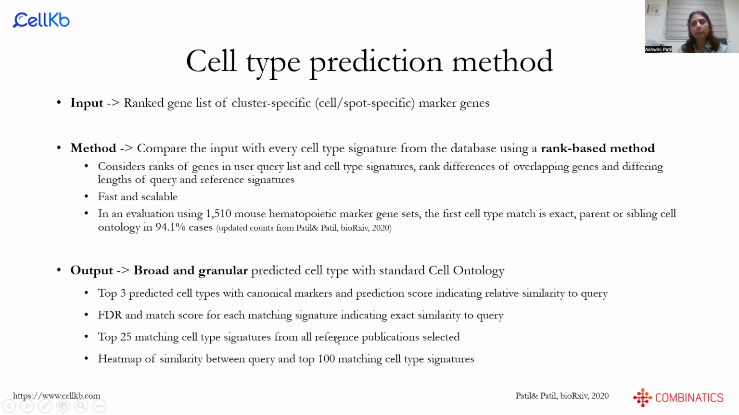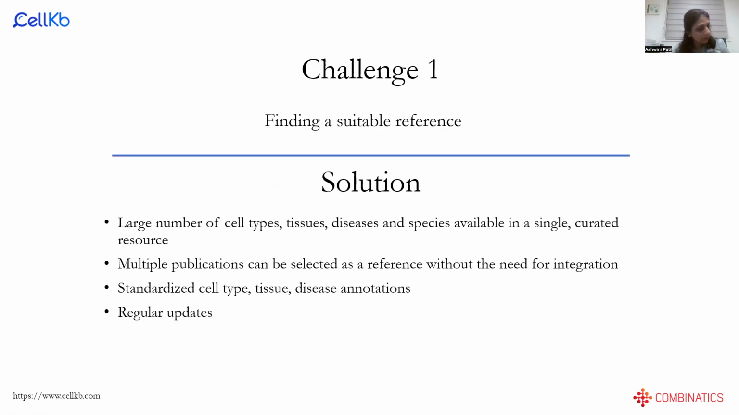So we give the paper to which your cluster is matching, from which the cell type signature was taken. Right. So you have a link. It's not a black box. You get a link to the paper from which the prediction was made. And there is a heat map of similarity between the query and the top 100. I will show that a little bit later.